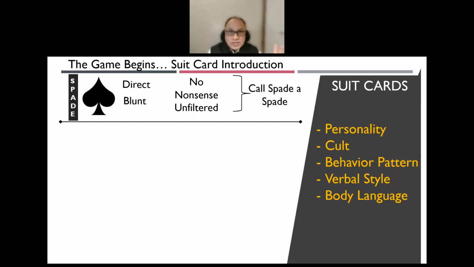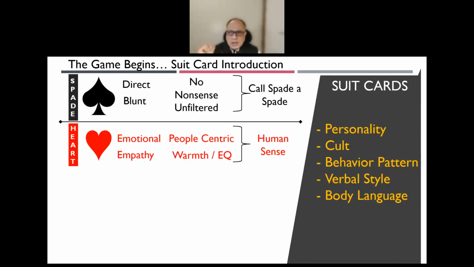There is nothing wrong in any of these personalities. Whatever I talk about, these 4 personalities, there's nothing wrong in them. These are just characteristics which we find even in our family members and relatives. So spade personality people are direct and blunt. Heart personality people are very emotional, people centric, with empathy, warmth, and strong EQ. So they have a lot of human sense with them.